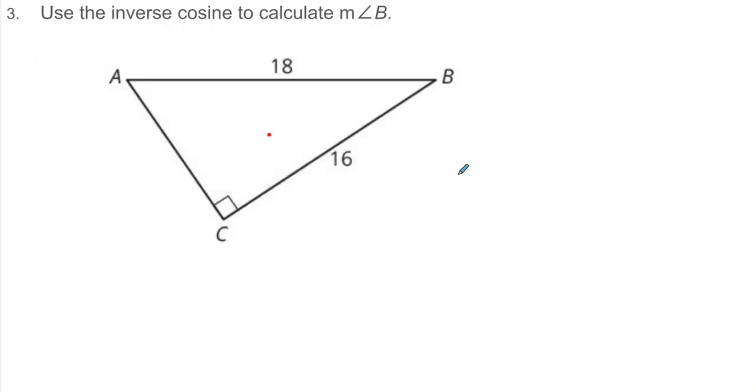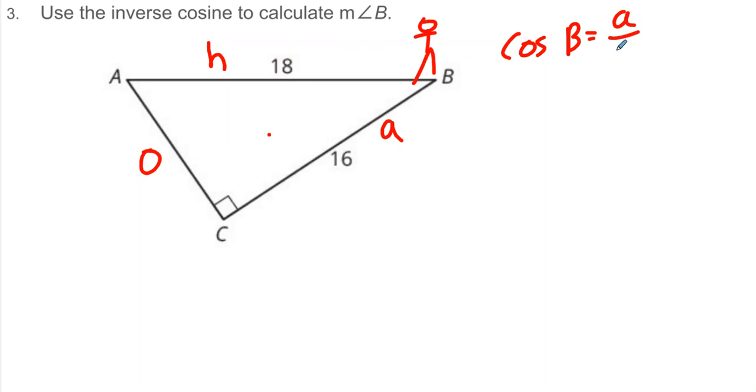Let's try one. I want to calculate the measure of angle B. If I'm standing here, this is my opposite, this is my hypotenuse, this is my adjacent. Well, which trigonometric function is adjacent over hypotenuse? That's going to be cosine. The cosine of unknown angle B equals adjacent over hypotenuse. So the cosine of angle B equals 16 over 18.